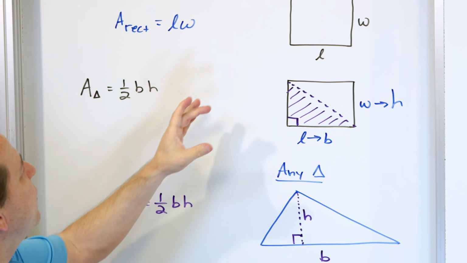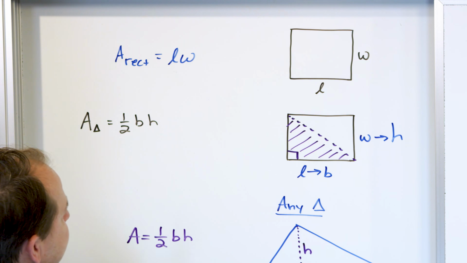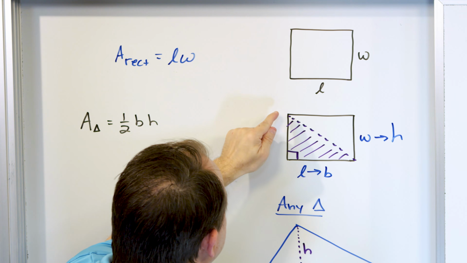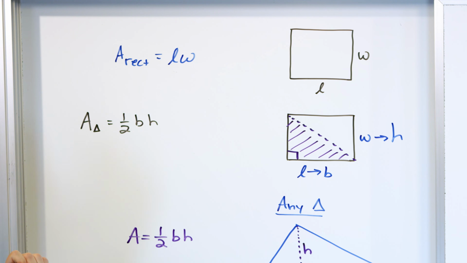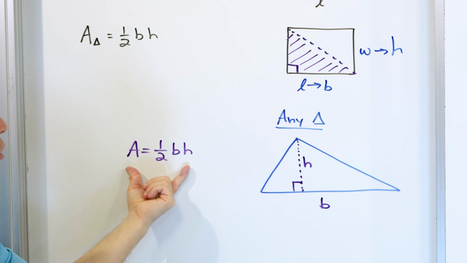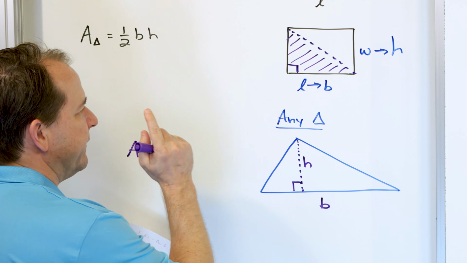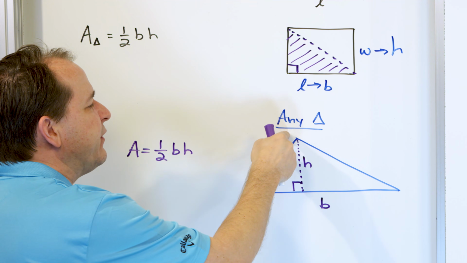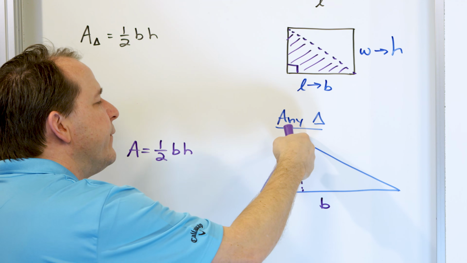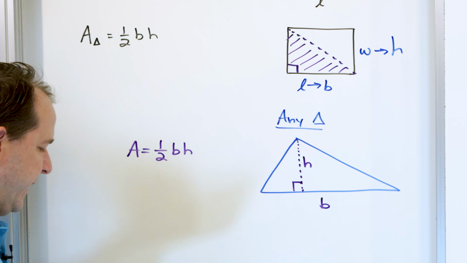So we start with the area of a rectangle. Length times width, that's the area. We want to find the area of a right triangle, we just cut it in half. So it's 1/2 base times height. And it turns out that the same equation holds for any triangle. The only real issue is that the height of the triangle is always defined to be the vertical distance from the top all the way to the base.